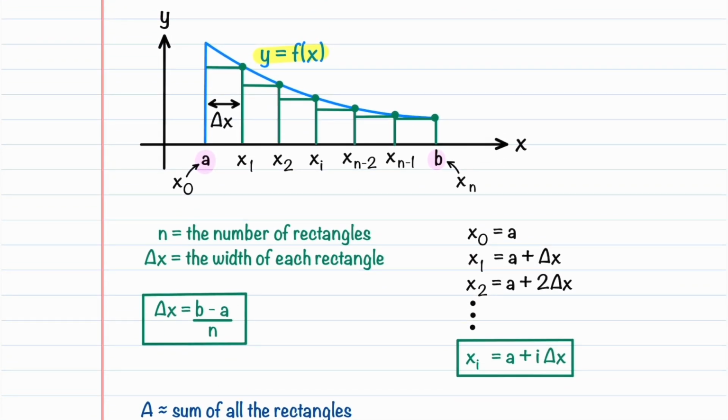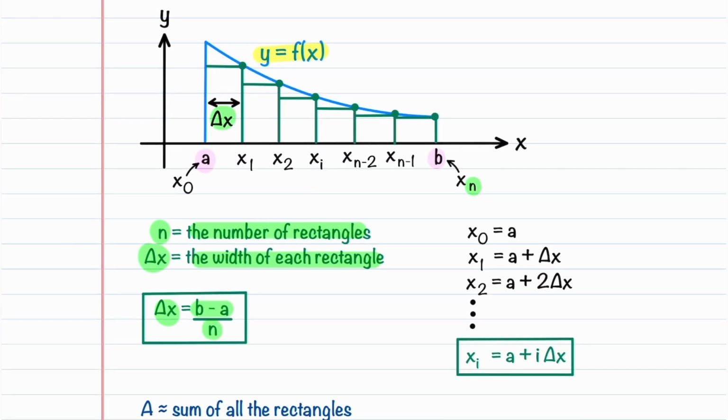It is very standard to let n be the number of rectangles, and that's why we notate our right-hand endpoint as x sub n, and then delta x, shown up here on our graph, is just the width of each rectangle. Now we need to find a formula for the width, delta x, of each rectangle. It is equal to the width of the region under the curve, that's b minus a, all divided by the number of rectangles.